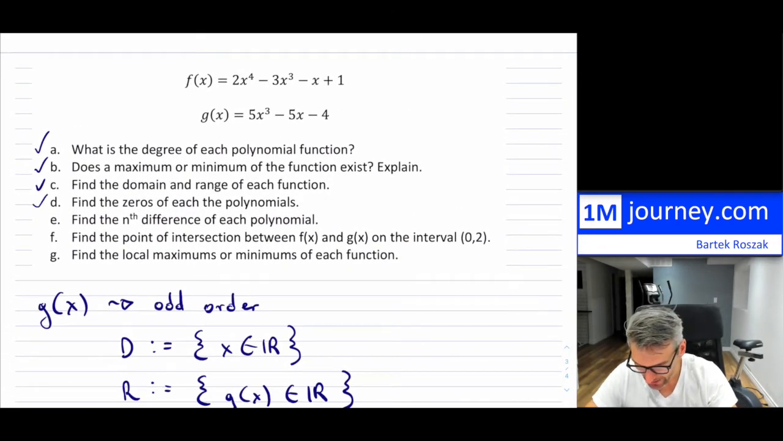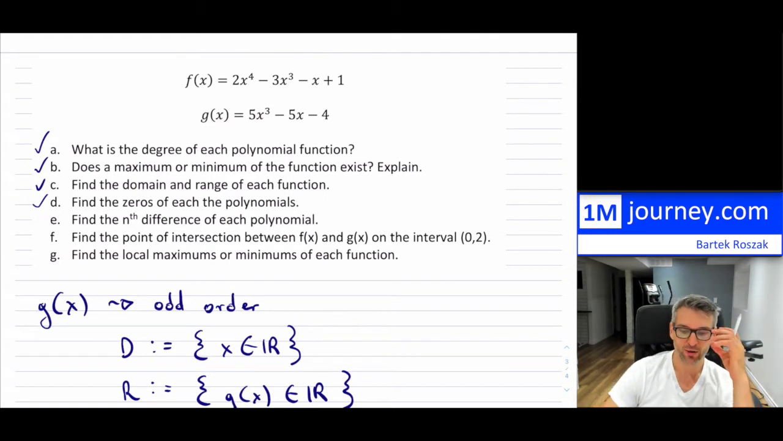Now for D, find the zeros of each of the polynomials. Now, if you want to find the zeros, you can try to fool around and see if you can factor these polynomials out, because that's what zeros are. So you can try to take f of x and see if you can factor it out, but it is to the 4th order, so that's actually kind of hard, unless you have some hints given to you. So that's one.